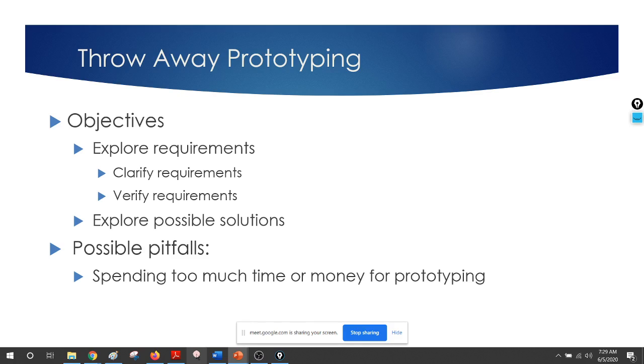Okay, so the possible pitfall is spending too much time and money on prototyping, because this is throwaway prototyping. Don't spend too much time and money. That is something you learn in your user interface design also, high fidelity versus low fidelity. Sometimes you don't want to go for high fidelity when you want to clarify a few simple things, because otherwise you are spending a lot of money and time. So don't spend too much. I'm not saying don't spend anything. Don't spend too much time and money on throwaway prototyping.